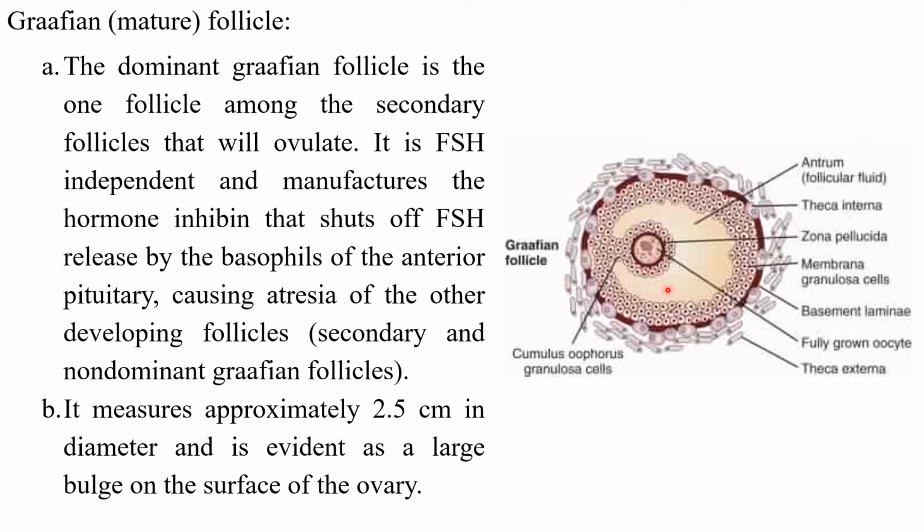And as a result of the antral fluid filled spaces, they form a large fluid filled space inside the membrana granulosa cells called antrum, filled with the liquor folliculi. And the layer immediately outside the mature oocyte is called zona pellucida.